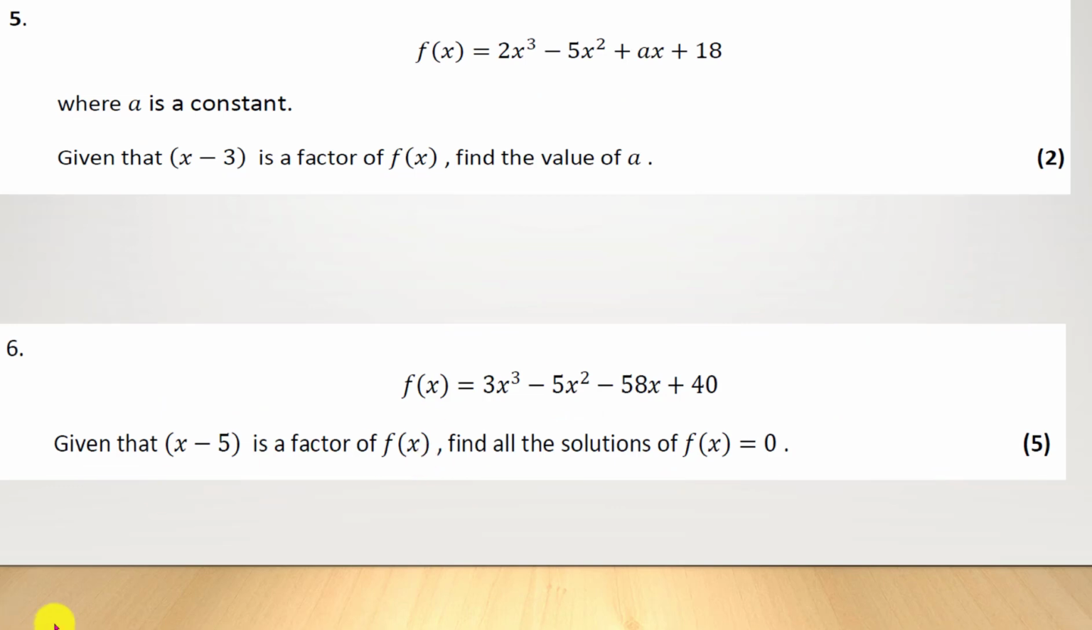Okay, so this should be a banker. Given that x minus 3 is a factor, find the value of a. So if we know f(3) using the factor theorem equals, well, we'll just substitute this in, right? 2 times 3 cubed minus 5 times 3 squared plus ax plus 18. Remember x is 3 here, so that's going to be 3a.